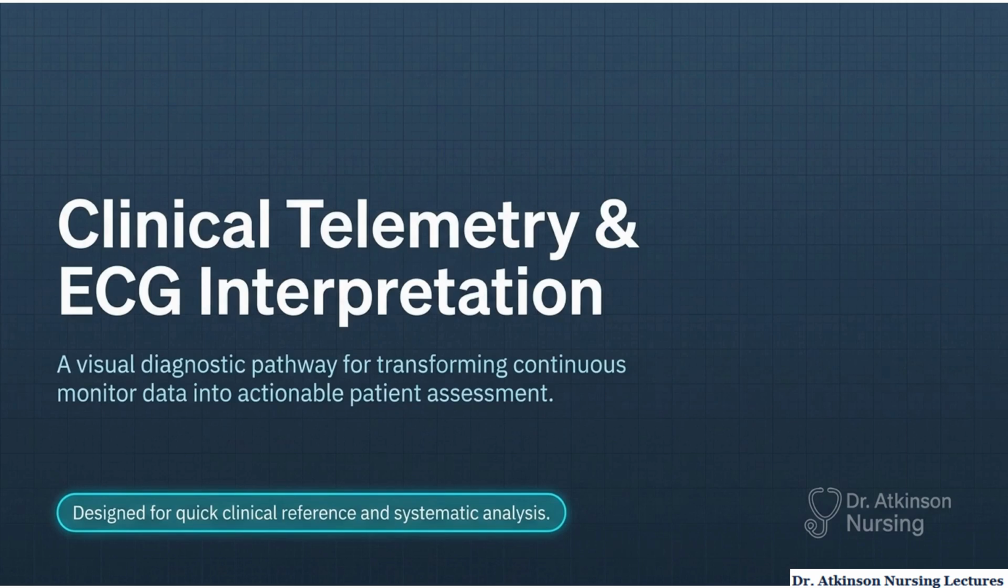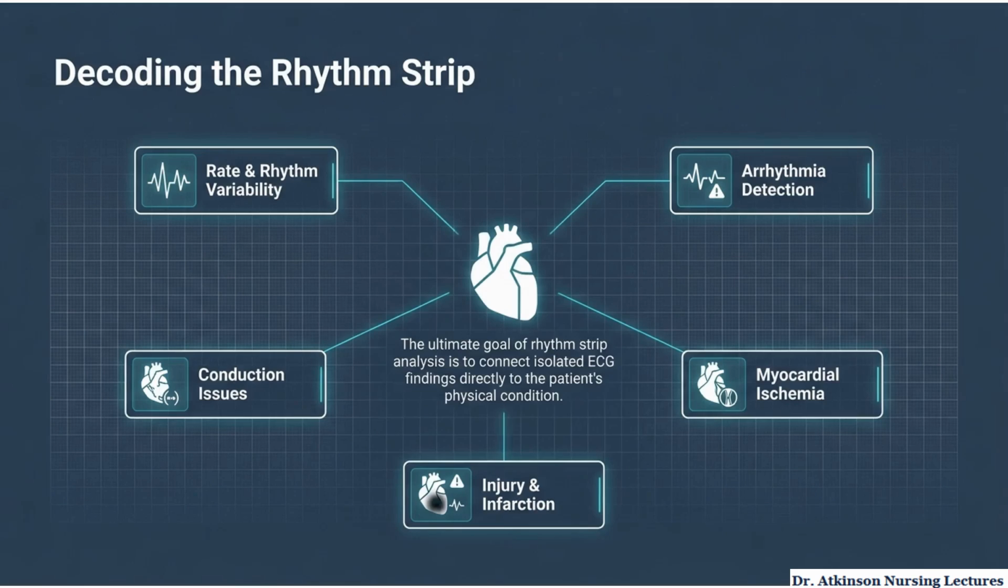Now we are going to talk about clinical telemetry and ECG interpretation. Rhythm strip analysis connects isolated ECG findings directly to your patient's condition, covering rate, rhythm variability, arrhythmia detection, conduction issues, and myocardial ischemia, injury, or infarction.